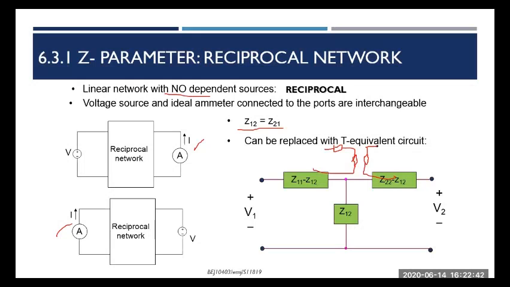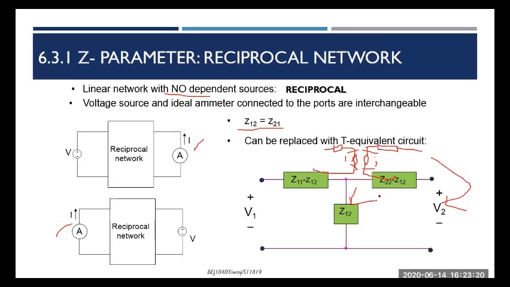Okay, so by doing this, by finding the reciprocal network, you are actually eliminating this part to be a T equivalent circuit. So your Z12 is now the same as Z21. That's why you can replace it with only Z1. Okay, but in order to get this, the input Z parameter should be Z11 minus Z12, and your Z22 minus Z12 will be your new output impedance.